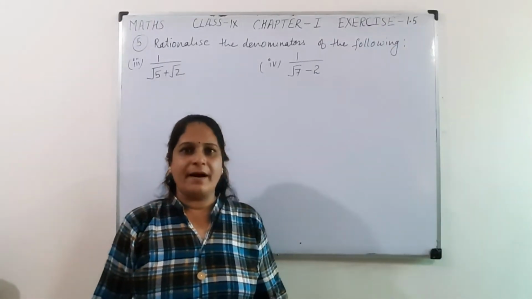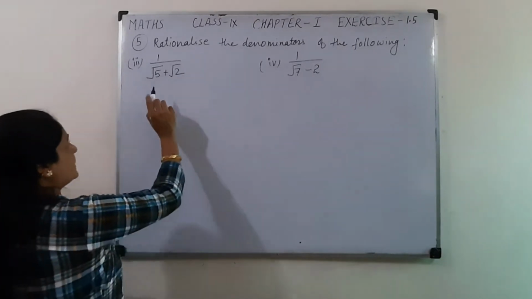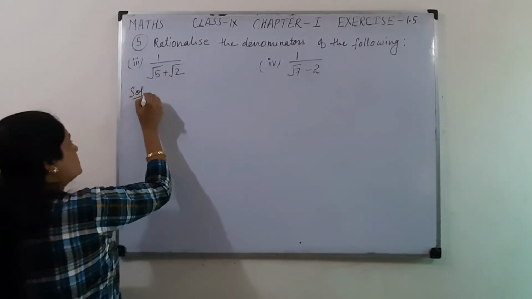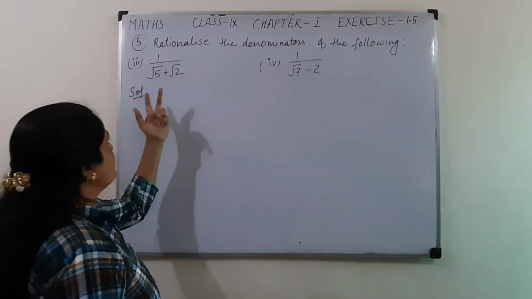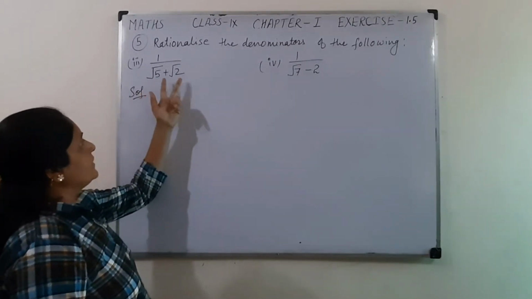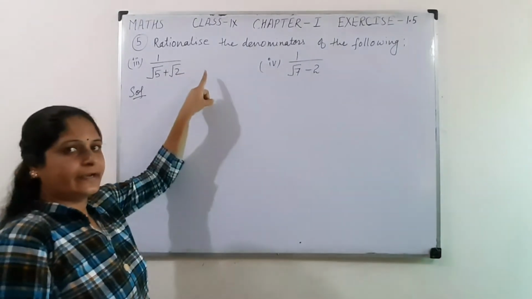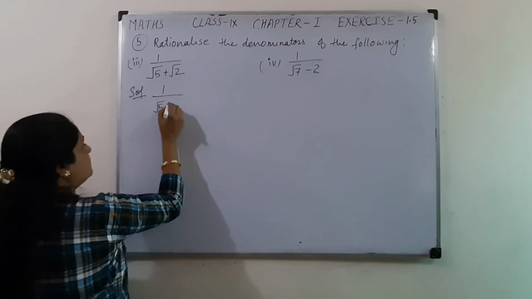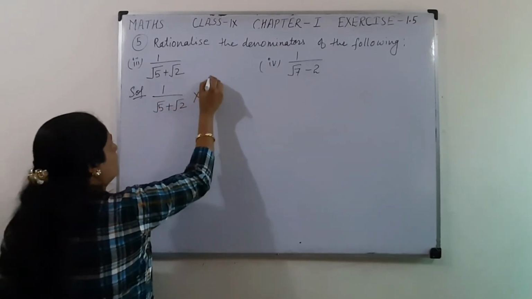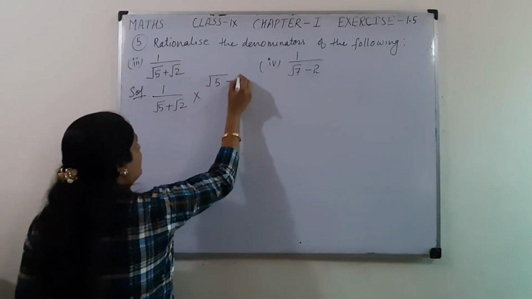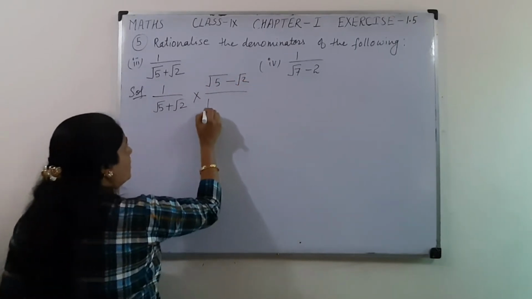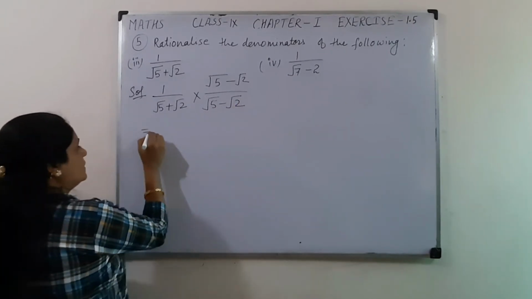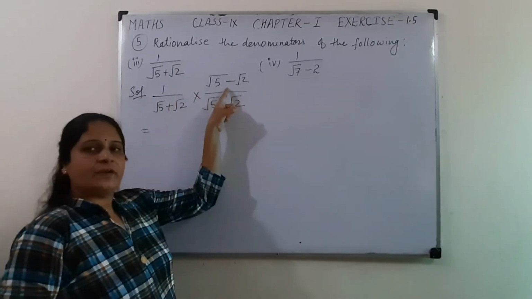Let us start part 3. In this we are given 1 upon root 5 plus root 2. So to solve this, we'll take the opposite sign here and we'll multiply both numerator and denominator. 1 upon root 5 plus root 2 multiplied by root 5 minus root 2 upon root 5 minus root 2. Now numerator to numerator will multiply.